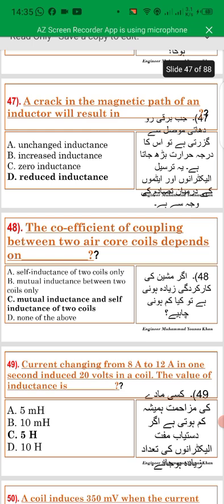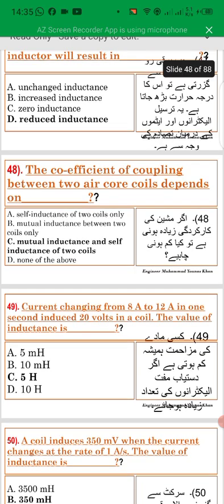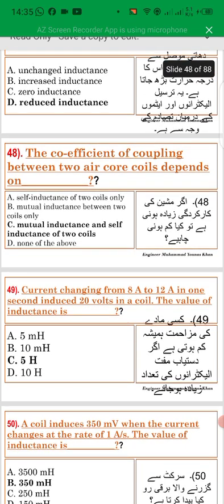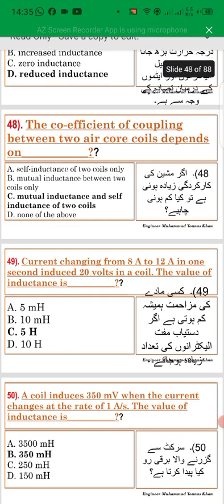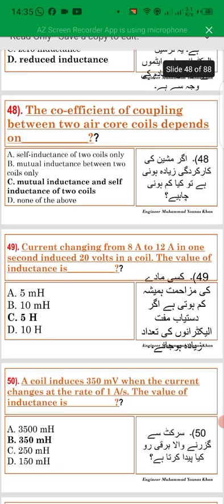The coefficient of coupling between two air coils depends on the mutual inductance and self-inductance of the two coils. Current changing from 8 ampere to 12 ampere in 1 second induces 12 volt in a coil. The value of inductance is 5 Henry.